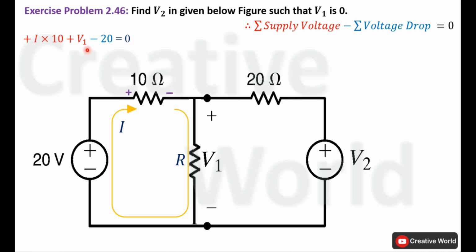Now inside this equation, replace V1 with its value, that is 0. It is already given in this scenario. V1 is equal to 0. Now place minus 20 on the other side of the equal sign. The equation will become I multiplied by 10 equal to 20. Divide both sides by 10. The value of current will be 2 ampere. So 2 ampere current is flowing inside this left closed loop circuit in this direction.